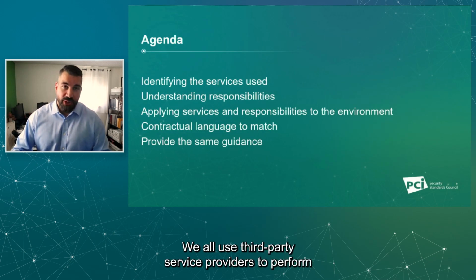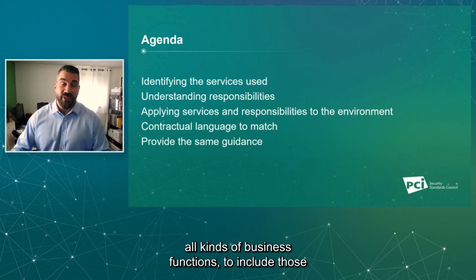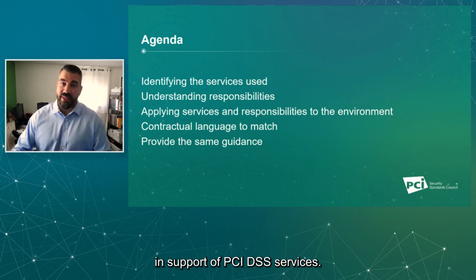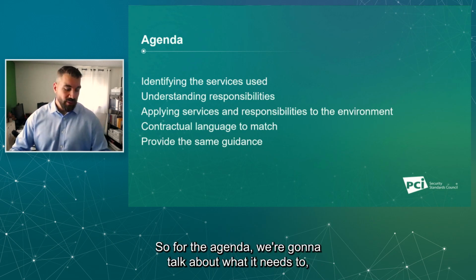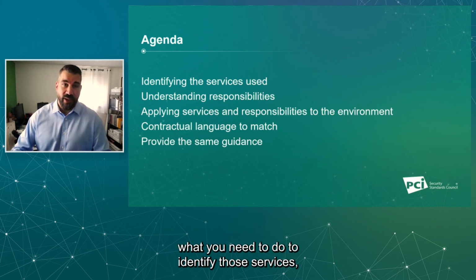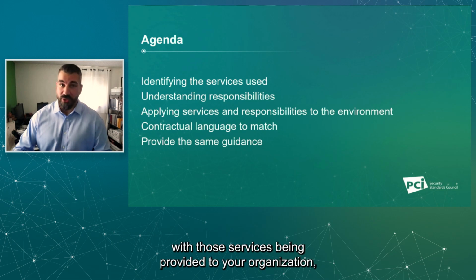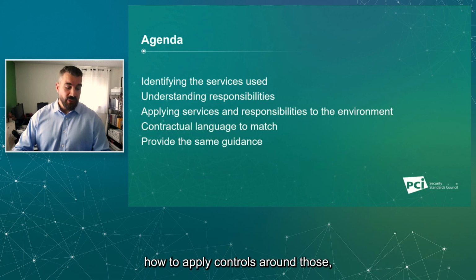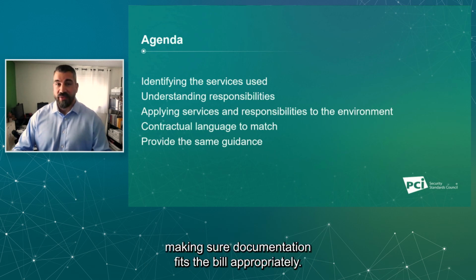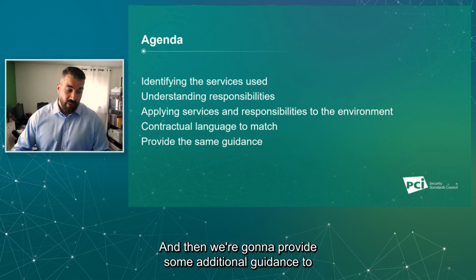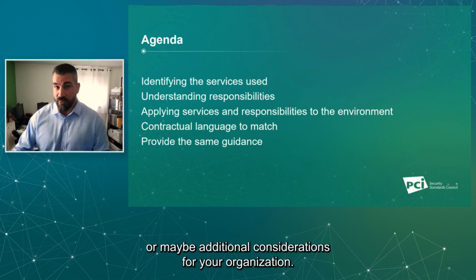We all use third-party service providers to perform all kinds of business functions, to include those in support of PCI DSS services. So for the agenda, we're going to talk about what you need to do to identify those services, understanding the responsibilities associated with those services being provided to your organization, how to apply controls around those, making sure documentation fits the bill appropriately, and then we're going to provide some additional guidance to help shore up any shortcomings or maybe additional considerations for your organization.